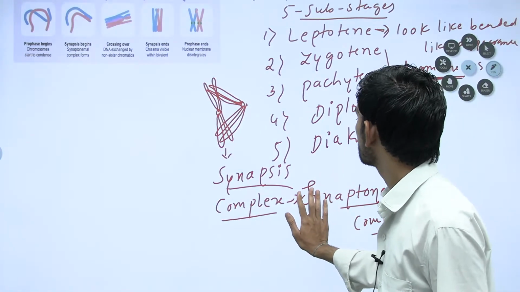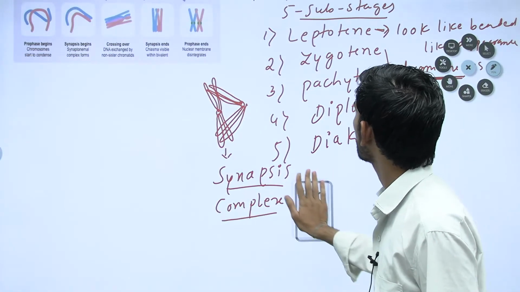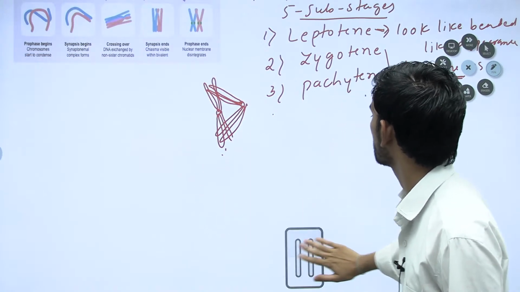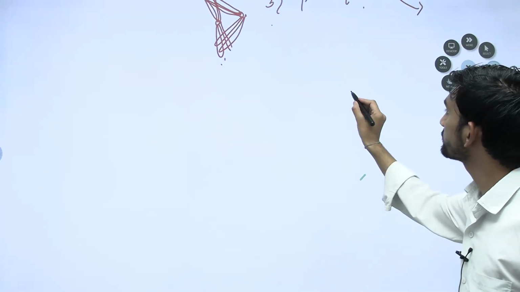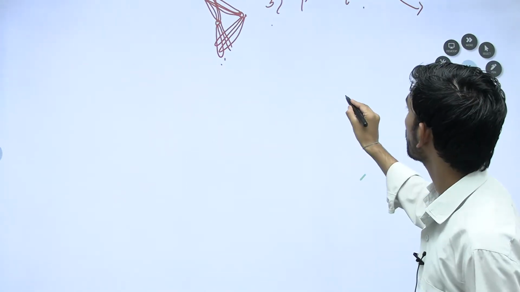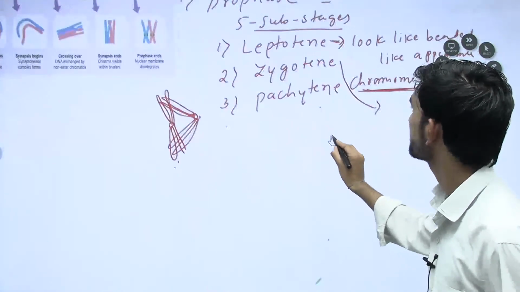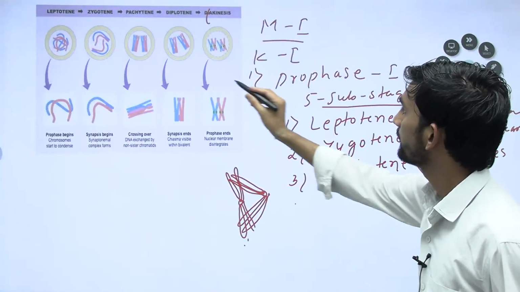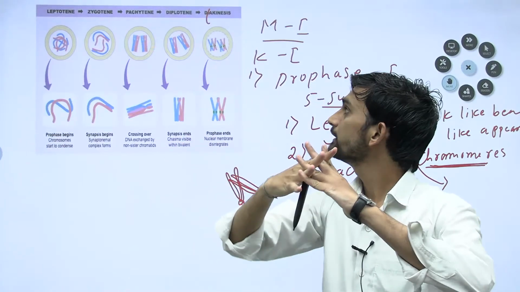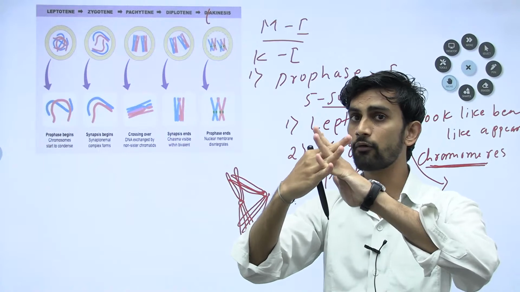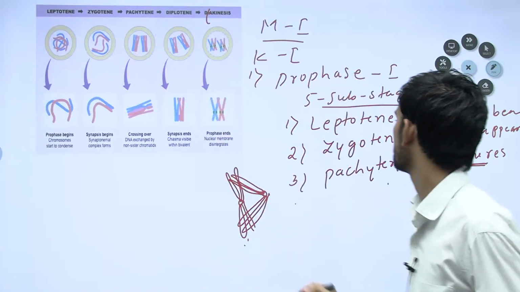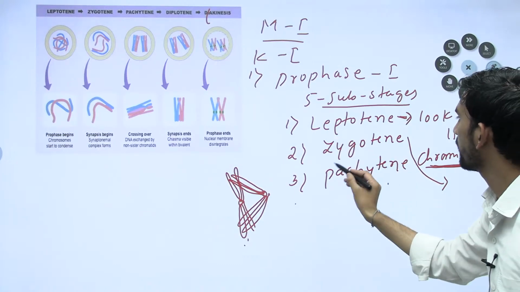Then followed by the third important substage, we call it the pachytene stage. Next, you write it down. This is very important. In this pachytene, two different events occur. What are those? We'll discuss one by one. In diagrammatic representation also it happens like this. Crossing over and recombination take place in the pachytene stage. This is very important, so note it down.